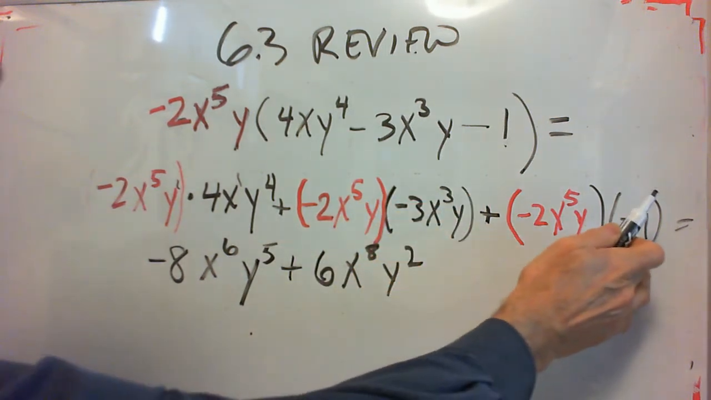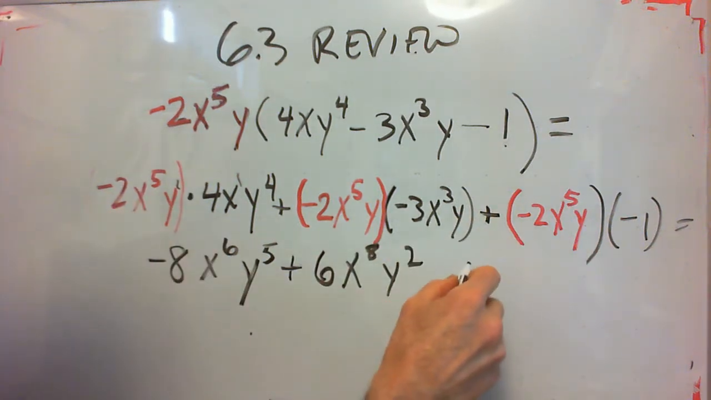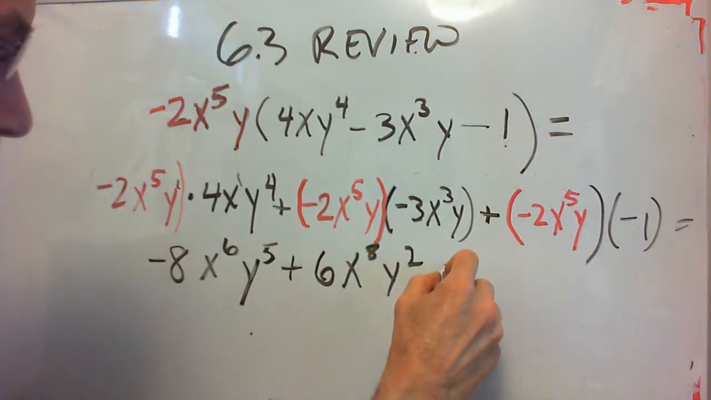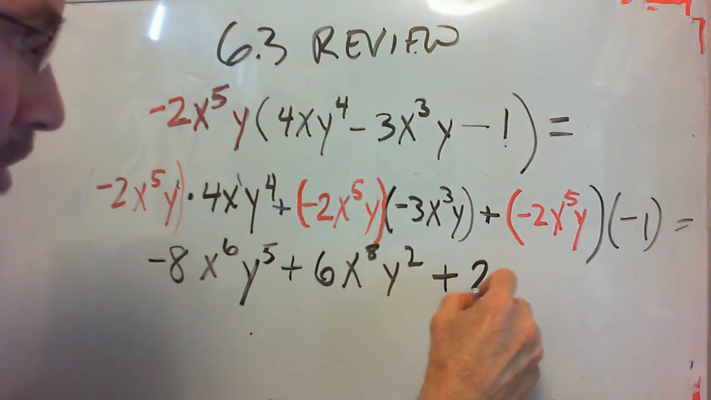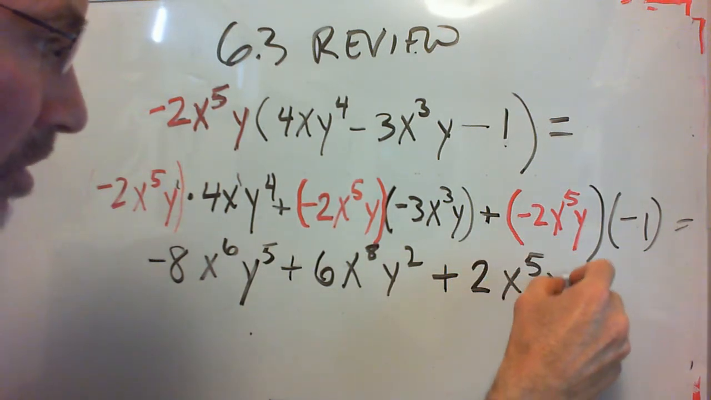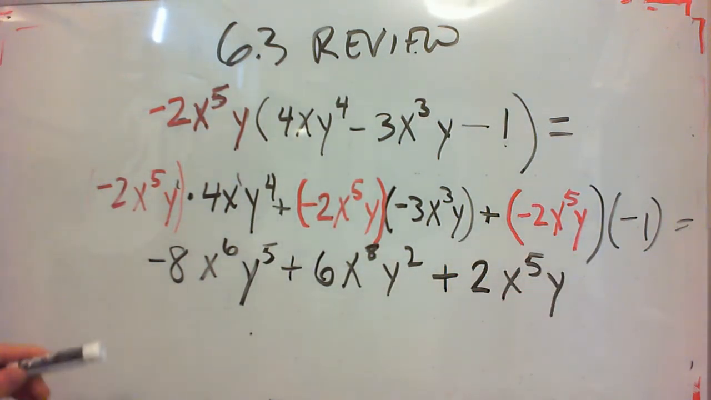Y times y is y squared. And then finally, the negative 1 times the negative 2 x to the 5th y makes a positive 2x to the 5th y. And none of those terms can be combined, so that's our answer.